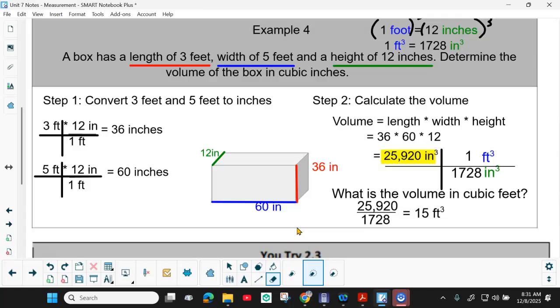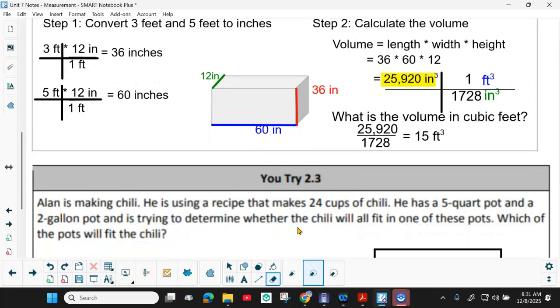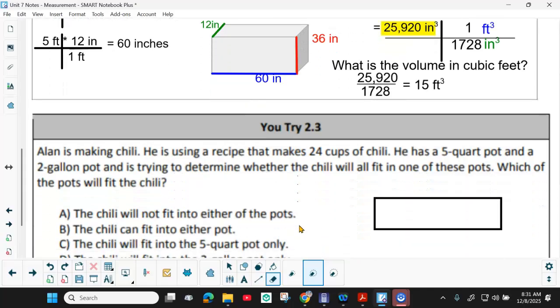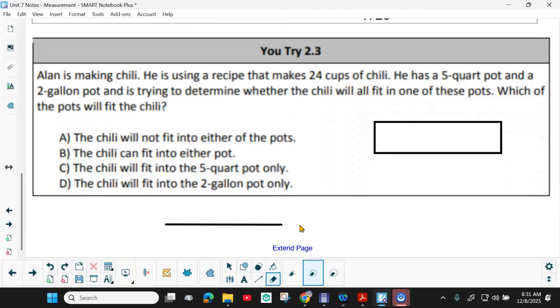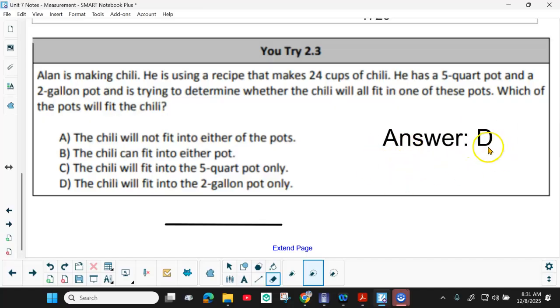Okay. Let's wrap this up. I think this is kind of the last one. The chili pot question. I don't like this question only because it's kind of silly. If you got 24 cups of chili and you have a 5-quart and a 2-gallon, I'm going to choose the biggest pot. I don't know about you. But the way they wanted you to do this is to make sure that you were at least converting each of these answers and coming up with the correct amount. So yeah, I'm not even going to do this one just because the answer is D. It should be the 2-gallon pot only.